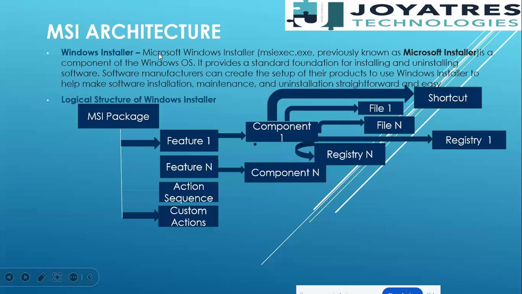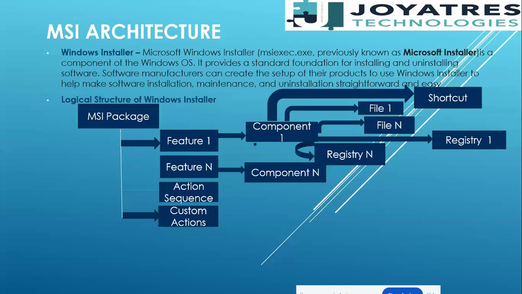So this is the structure. Microsoft Windows Installer, previously known as Microsoft Installer, is a component of the Windows OS. It provides a standard foundation for installing and uninstalling software. Software manufacturers can create the setup of their products to use Windows Installer to help make software installation, maintenance, and uninstallation straightforward and easy. So MSI stands for Microsoft Windows Installer, which we used to call Microsoft Installer. It makes our application easier to install, uninstall, repair, and maintain.